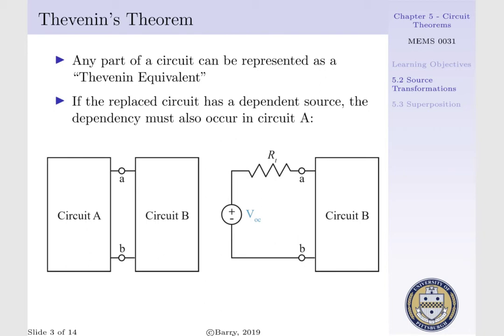If our circuit has a dependent source, the dependency must also occur in circuit A. That is, when we construct our Thevenin equivalent, we have to take into account the dependent source. That doesn't mean we actually include the dependent source. Rather, VOC and our Thevenin resistance are based upon the dependent source within our circuit.